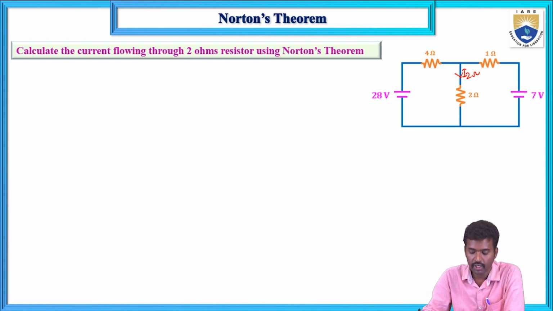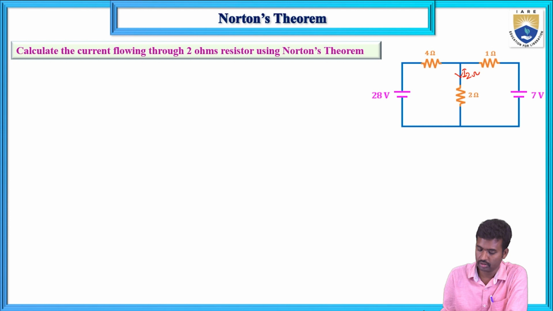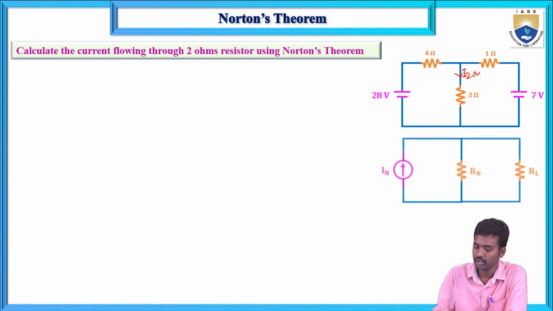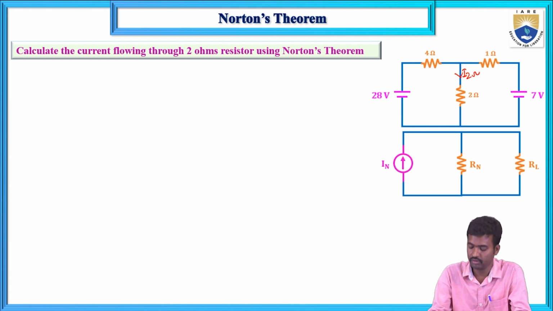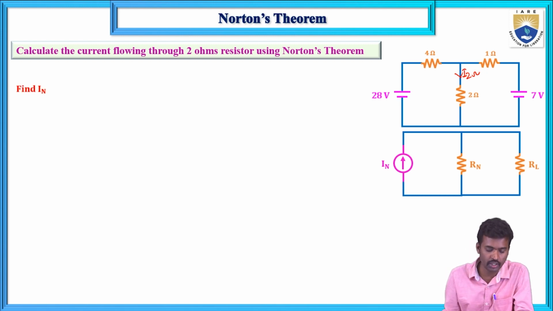Now, how will you calculate the current through the 2 ohms resistor using Norton's theorem? The circuit is completely replaced by a single equivalent circuit. That single equivalent circuit consists of a current source in parallel with a resistance across the load terminals. Now here IN and RN calculation. IN can be calculated first.